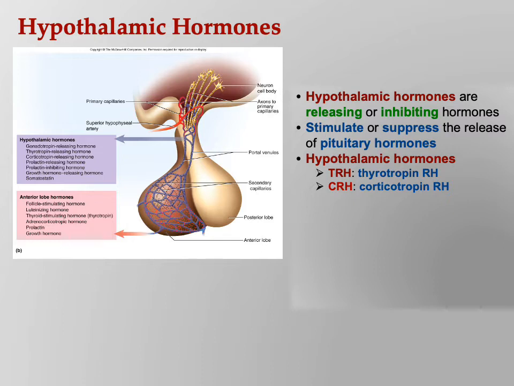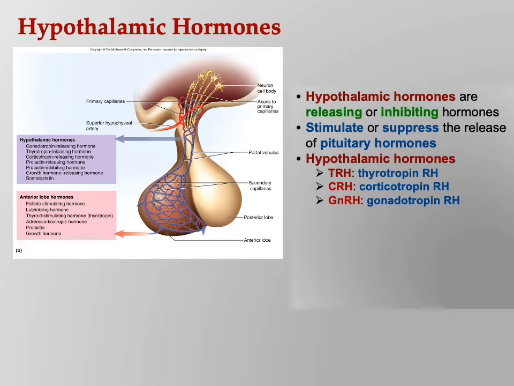CRH, corticotropin releasing hormone. Cortico, Greek root word cortex, the bark of a tree. Now here we're not talking about the cerebral cortex. Remember what endocrine gland has a cortex? That's right, the adrenal gland, the adrenal cortex. So CRH is going to be a hypothalamic hormone that ultimately has an impact on the adrenal cortex. See, the name gives you a lot of information.